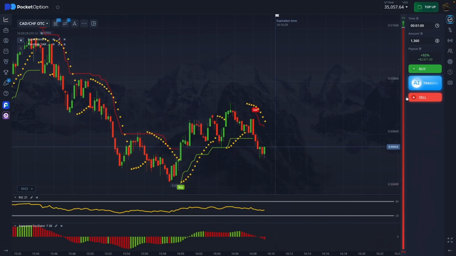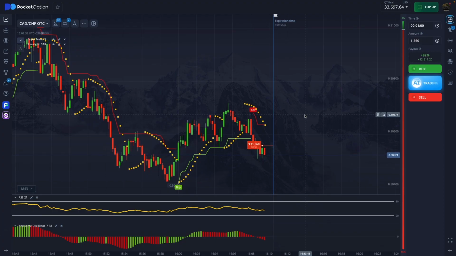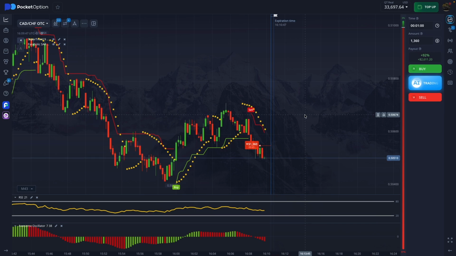So here I enter a down trade. I've already opened a trade for $1,360. According to the indicators, it's a quite good situation to open this down trade. And basically, it is now clearly visible why I use such a modest amount to open my first trade, namely an amount that does not exceed 1% of my balance.